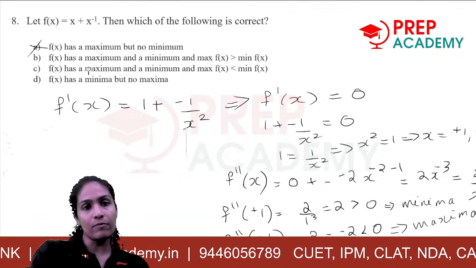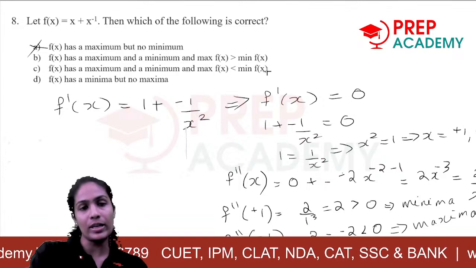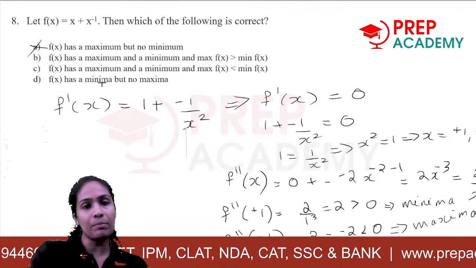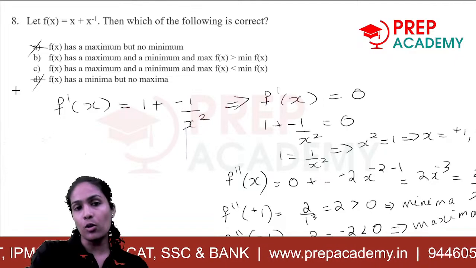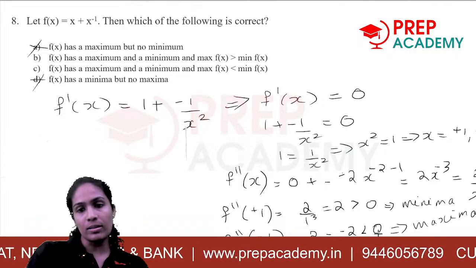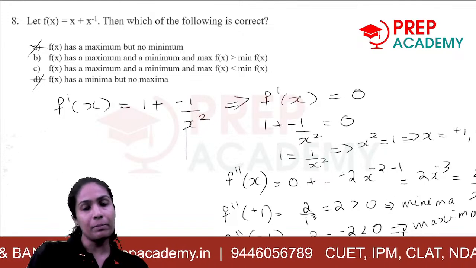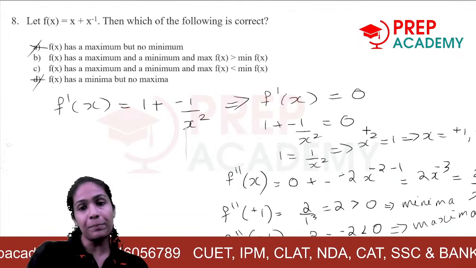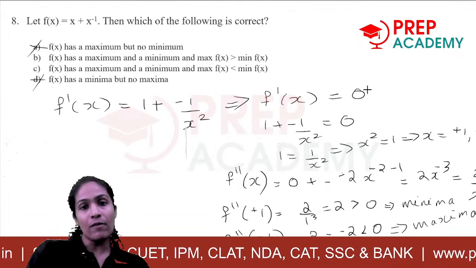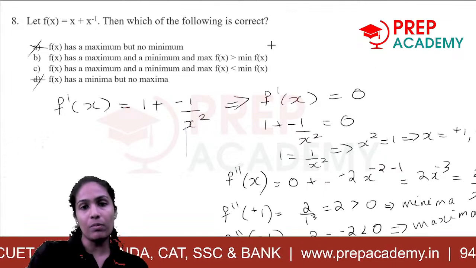Option C is: f of x has a maxima and a minima, and the maximum of f of x is less than the minimum of f of x. Option D is: f of x has a minima but not maxima. So we can eliminate the last option also, because after doing these steps we understood that f of x has both maxima and minima. Now the next step is to find which value is greater, that is, the maximum of f of x or the minimum of f of x.